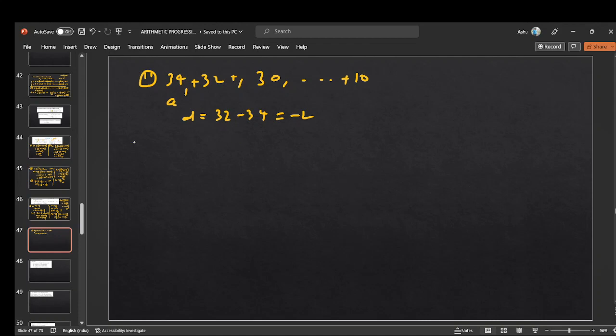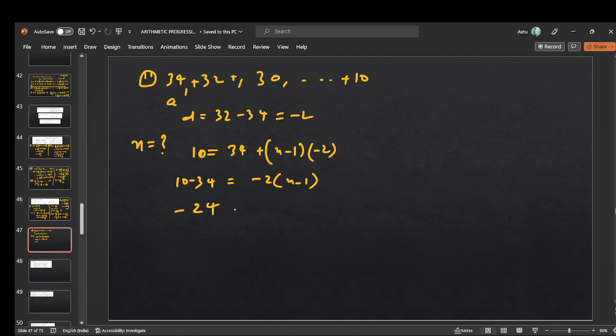Clear? Now for n, what will be the value? There is 10 given, so we write here 10. Then first term is 34. We don't know what is the value of n, so we should take n, and the difference is minus 2. Put here 10 minus 34 minus 2 into n minus 1. This will be minus 24. Here minus 2 into n minus 1.